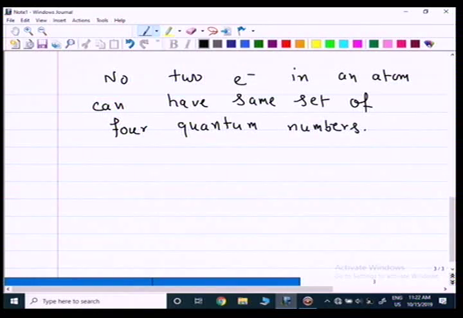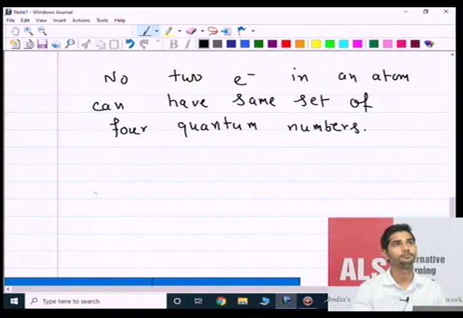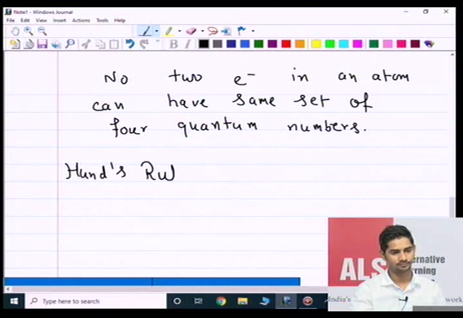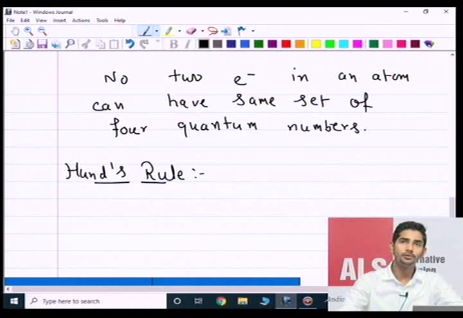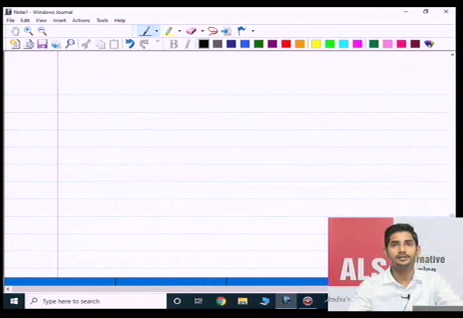So guys, this was the Pauli's exclusion principle. Now the next rule is Hund's rule. Okay, Hund said a simple thing. I'll write its statement later on. First of all, let's clear the concept.